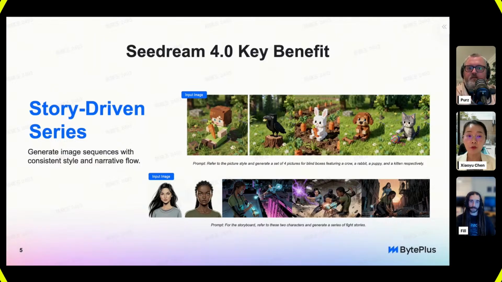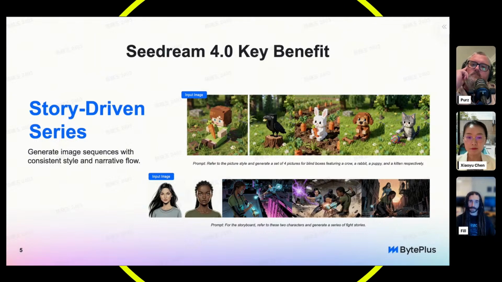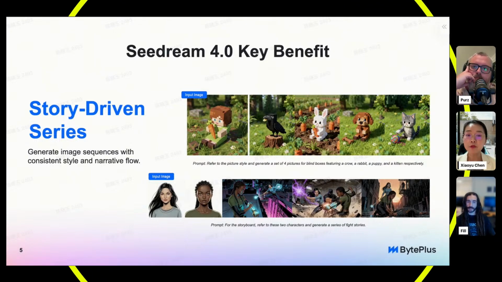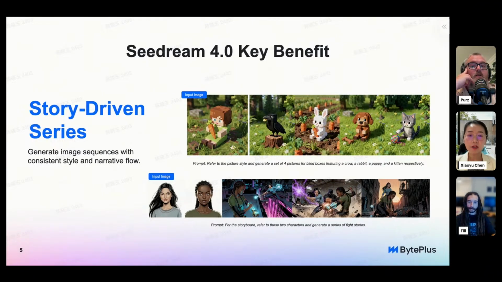You can also use it for storyboard creations or comic generations. For example, you upload 2 characters, and you can ask the model to refer to these 2 characters and generate a series of fight scenes. Actually, we didn't specify what type of actions we want in this scene, but the model is smart enough to understand the storyline of these fight scenes and come up with some of the key scenes, and it will be able to generate them with the 2 characters highly consistent.